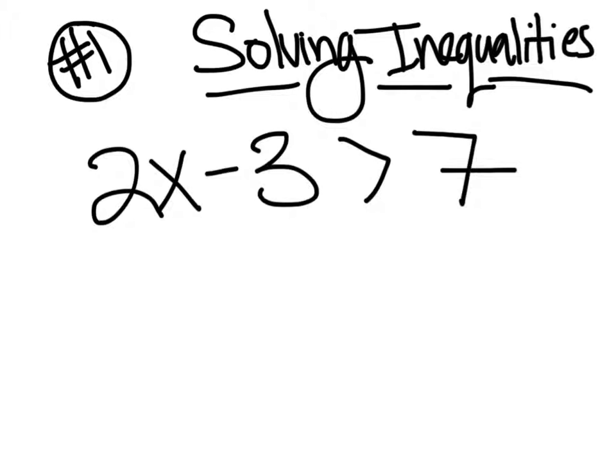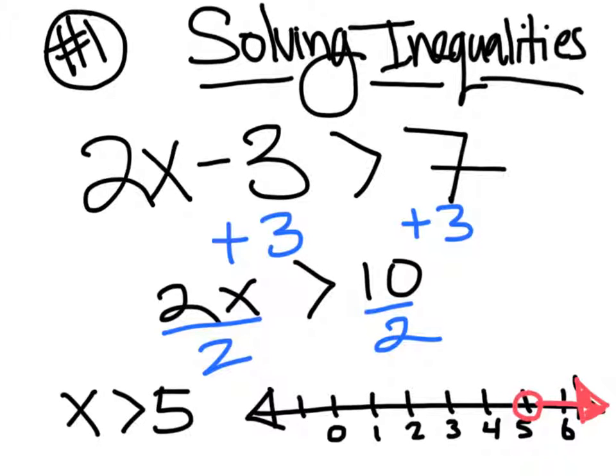So here's an example of one. 2x minus 3 is greater than 7. This is really similar to solving equations, where we do something to both sides of the equation. So here we're trying to get x all by itself, so we add 3 to both sides of the inequality. We're going to divide both sides by 2, and what we end up with is this. So this says x is greater than 5.